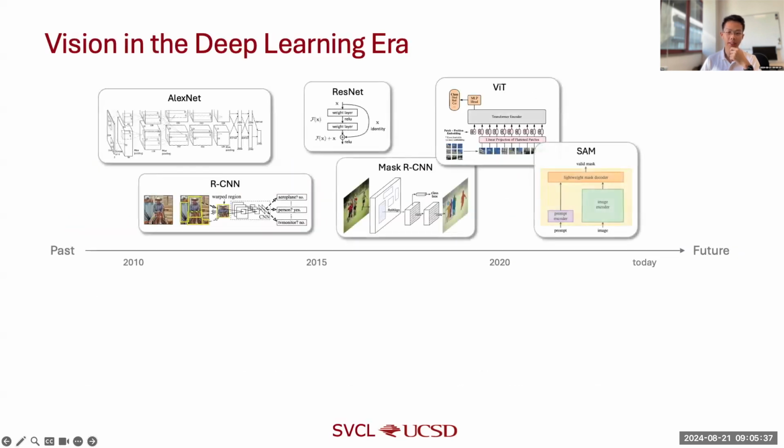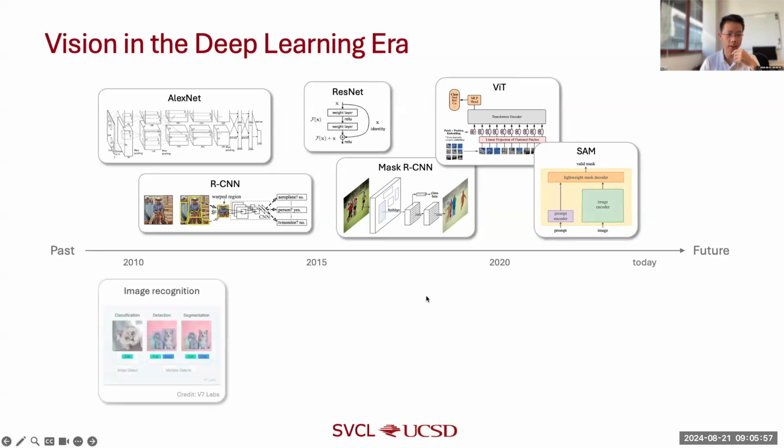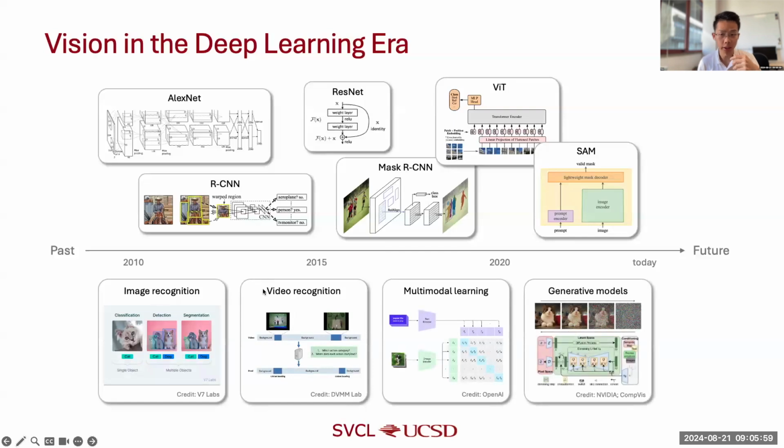In the past decade, we have witnessed a revolution in computer vision driven by deep learning, where we have seen generations and generations of architectures from ConvNets to transformers being introduced. And these deep models enabled us to advance the state of the art on classic vision problems like image recognition, video recognition, but also explore new paradigms in multimodal learning and generative modeling.